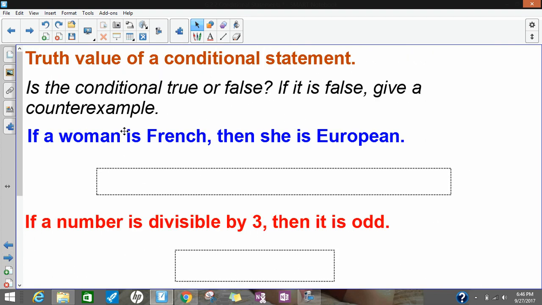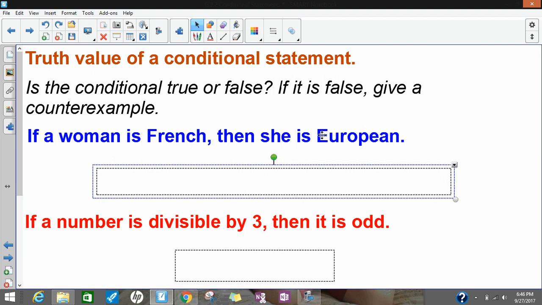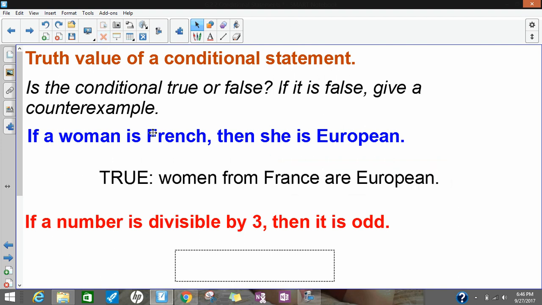So we've talked about counterexamples in the previous lesson, and so it's helpful to know the truth value, or whether or not a conditional statement is true. And if we can give one counterexample for a statement, then that means it's false. So in this conditional statement, if a woman is French, then she is European. Let's think about that. If somebody's from France, then they're also from Europe. So that means if somebody is French, then they are European. So this is a true statement.